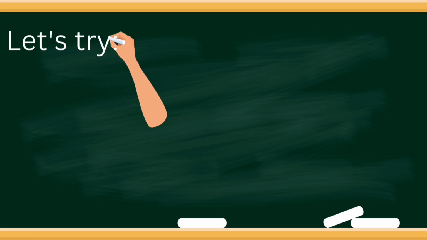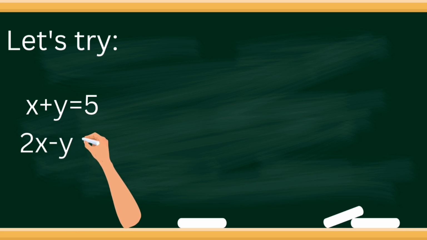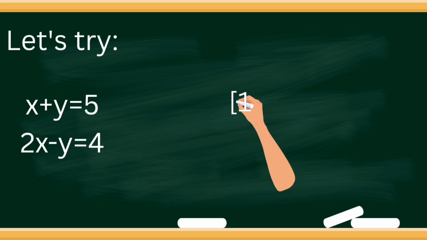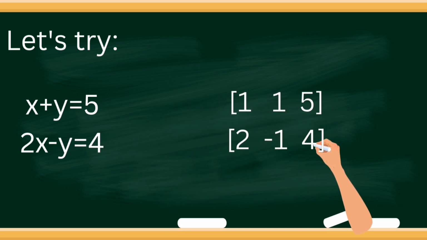Now, let's try an example so that you can understand it better. Here is our example: x plus y is equal to 5 and 2x minus y is equal to 4. Now, let's turn this into an augmented matrix. It will become 1, 1, 5, 2, negative 1, and 4. To solve this matrix, let's use row operations.